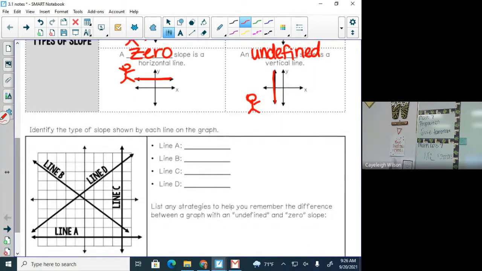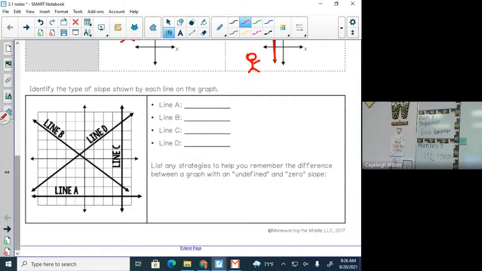All right, so the directions on this next part says to identify the type of slope shown by each line on the graph. So you're just going to tell me, is it a positive slope? Is it a negative slope? Is it a zero slope? Is it an undefined slope? Okay, well, let's follow it.